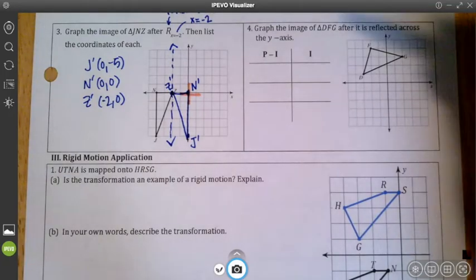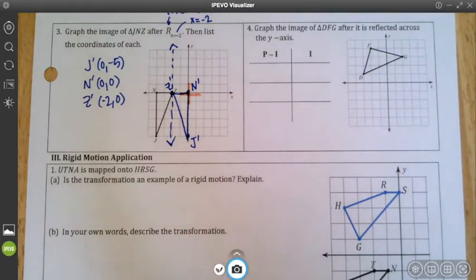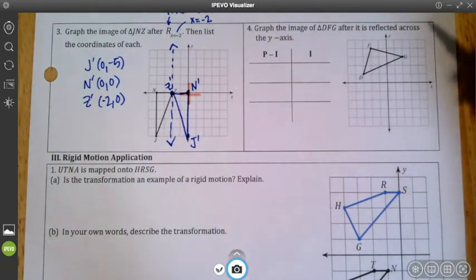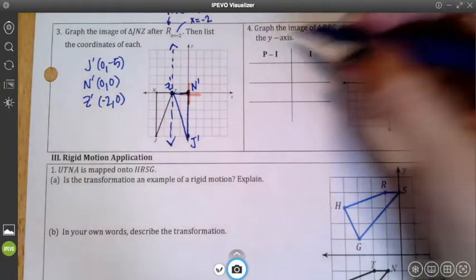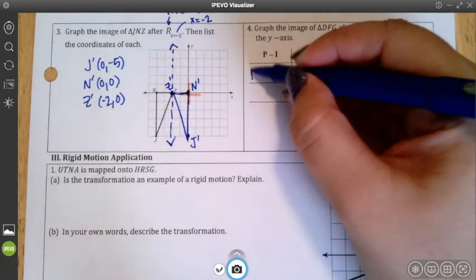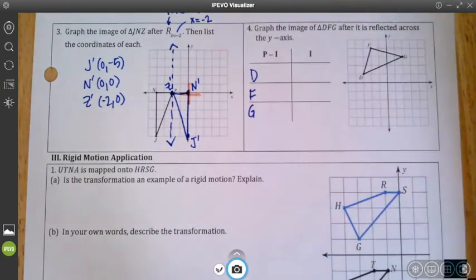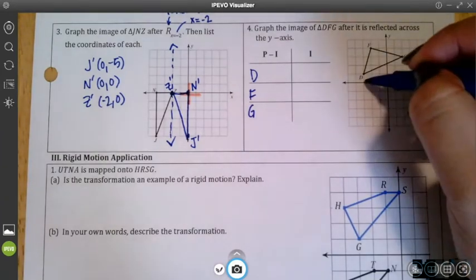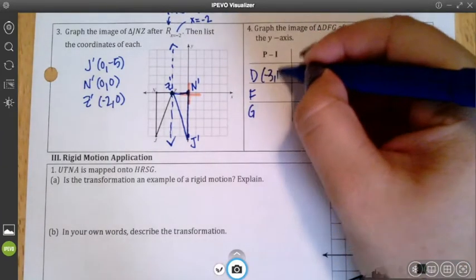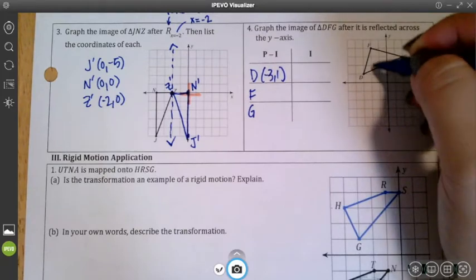On number 4, graph the image of triangle DFG after it is reflected across the y-axis. So reflecting across the y-axis, let's start with D, F, and G's original points. D is at (-3, 1). F is at (-2, 4).